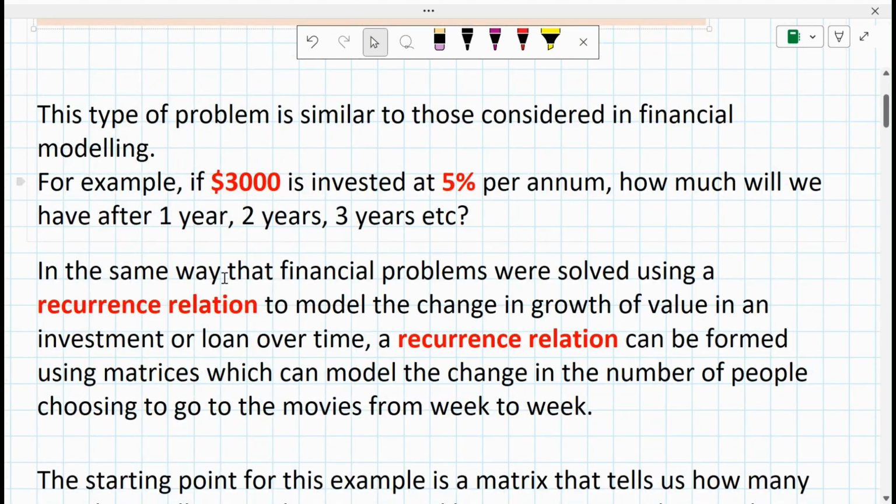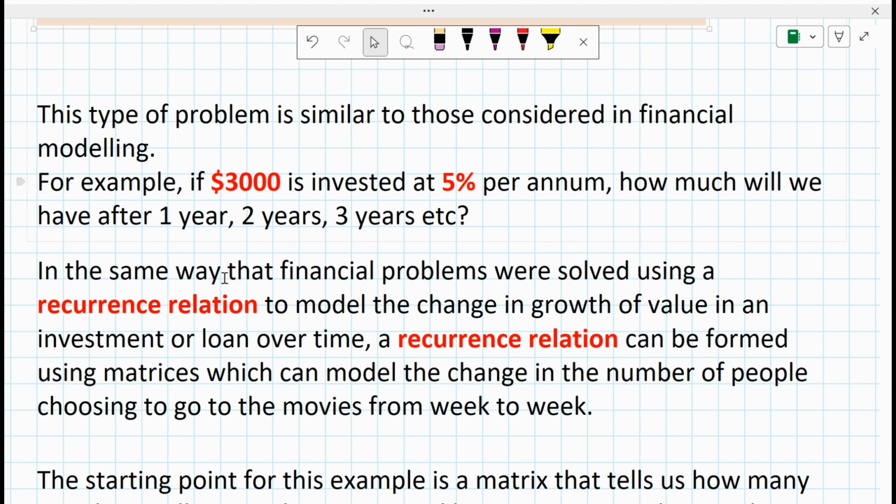So the type of problem is similar to those considered in financial modeling. Recurrence relations and state matrices actually relate to the financial part. If you want to do finance at university or something, you're going to use recurrence and matrices. For example, if you had $3,000 invested at 5% per annum, how much will you have after 1 year, 2 years, 3 years? This kind of question we use recurrence for.